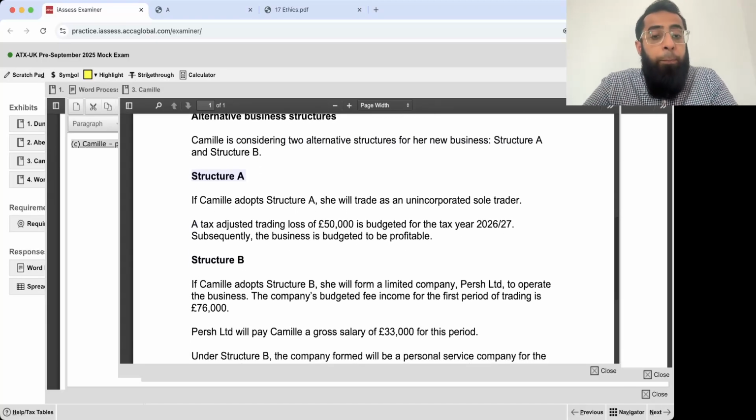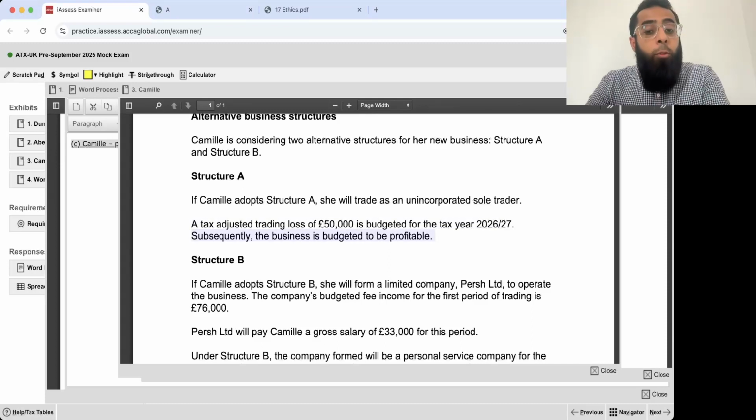Now what is structure A? If Camille adopts structure A, she will trade as an unincorporated sole trader. Like it will be a normal trading income. A tax adjusted trading loss of £50,000 is budgeted for the tax year 26-27. Subsequently, the business is budgeted to be profitable.